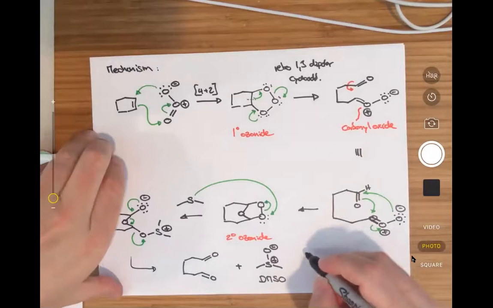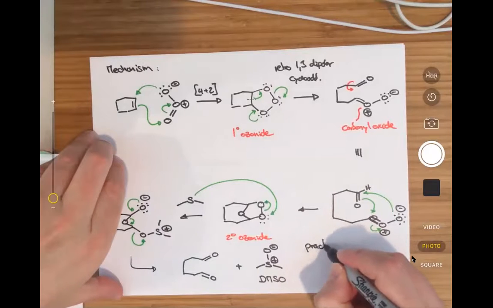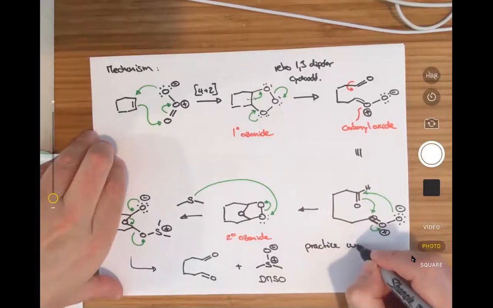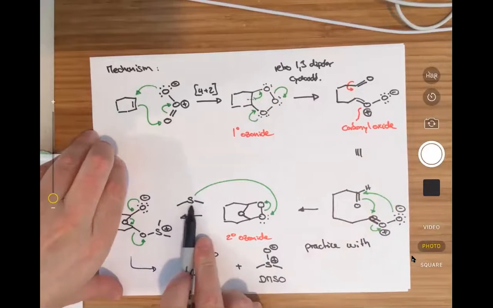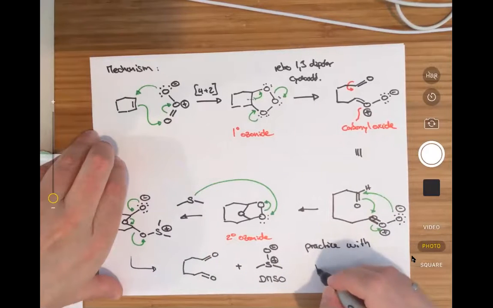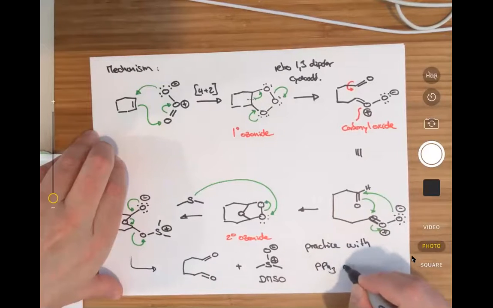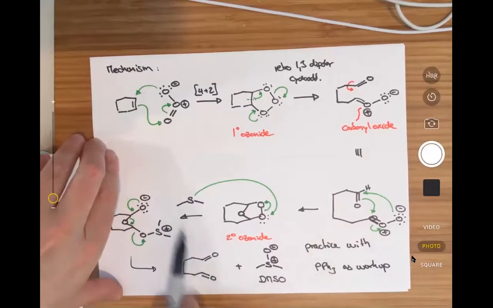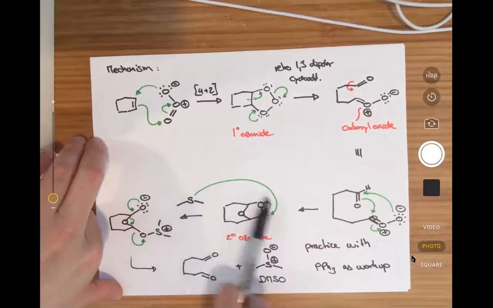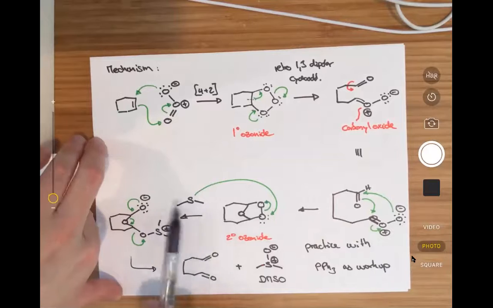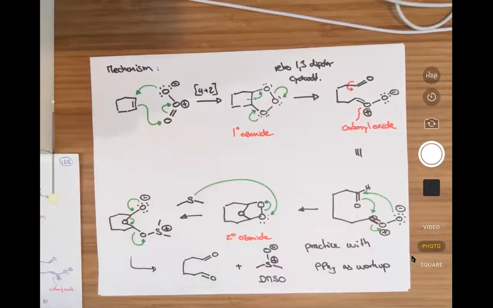Now, what you can do as a practice, do the same reaction, and instead of dimethyl thioether, use triphenylphosphine as a workup. It works exactly the same way, just the product that you're going to get out of it is something a little bit different than DMSO. But the mechanism here, the phosphorus attacks one of these oxygens, is exactly the same thing as previously.